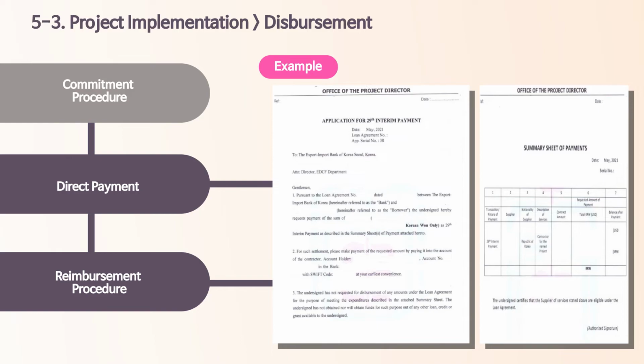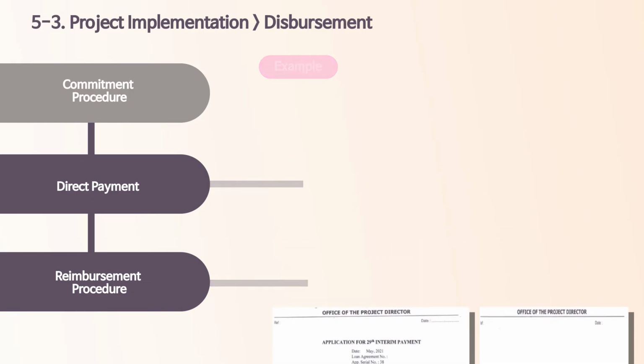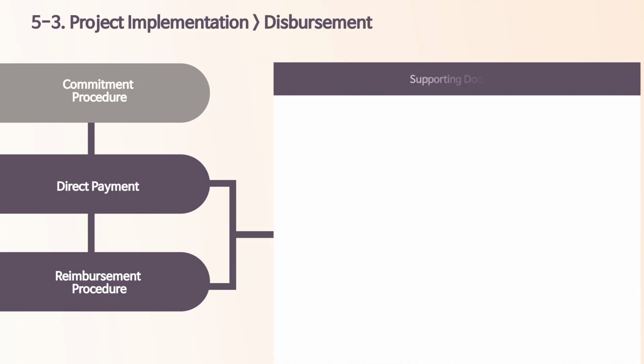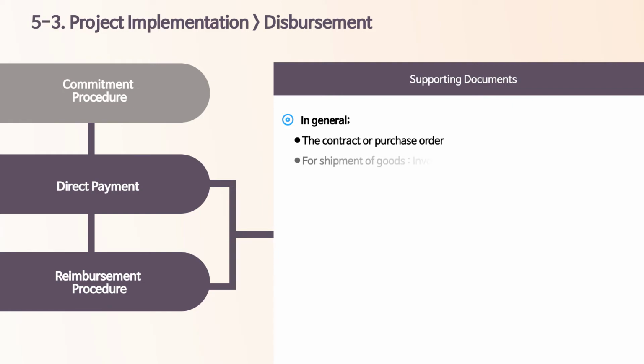But signing these 2 documents is just not enough. They should be submitted along with supporting documents which will verify the eligibility of the disbursement request. Types of supporting documents may vary. Here, you can check common supporting documents for each type of payment. For example, if the payment is against the shipment of goods, the borrower may have to provide invoice for the shipment or bill of lading.